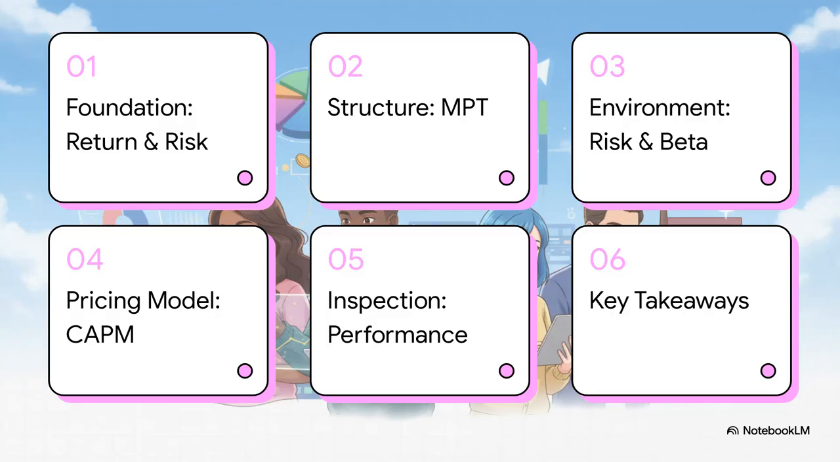So here's how we're going to tackle this. We're going to build our understanding from the ground up, just like a building. We'll start with the absolute foundation, return and risk. Then we'll erect the structure with modern portfolio theory. After that, we'll see how it fits into its environment by looking at market risk and beta, put the roof on with the CAPM pricing model, and finally, do a full inspection with performance evaluation. It's the whole journey from data to decision.